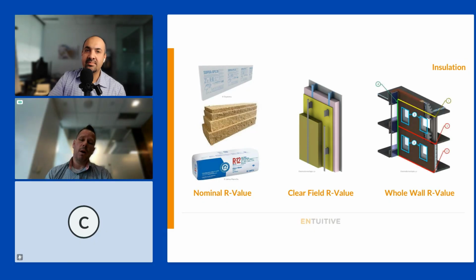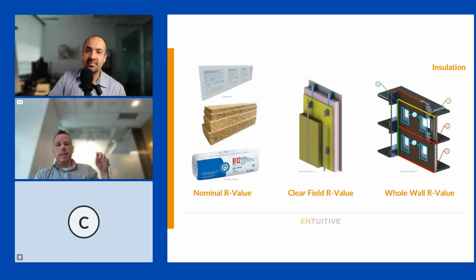And then the whole wall R value is where we start to take that clear field and then derate it by all of these transitions that are occurring on every building. So every building has a thermal bridging consideration, and every building must be evaluated in that way in order to truly understand the value that you're getting out of your insulation.